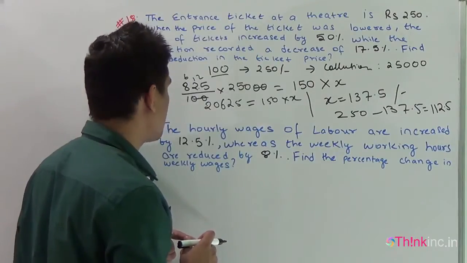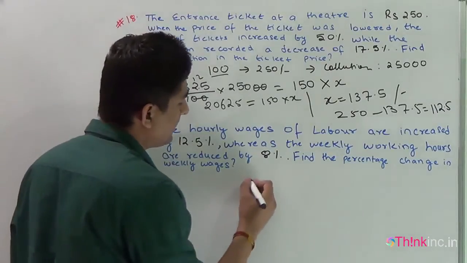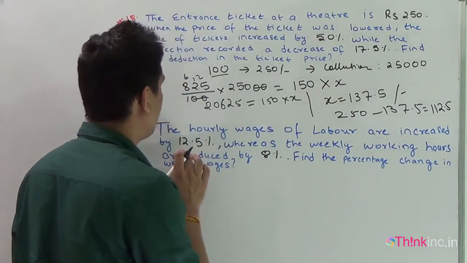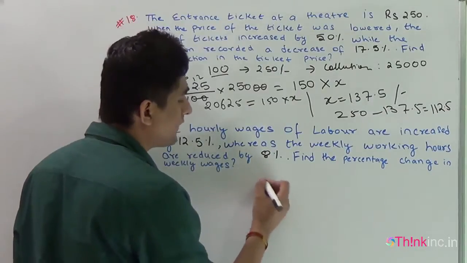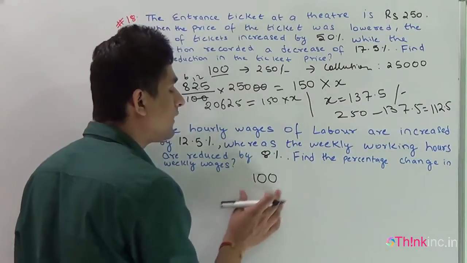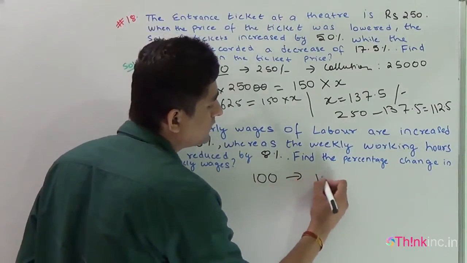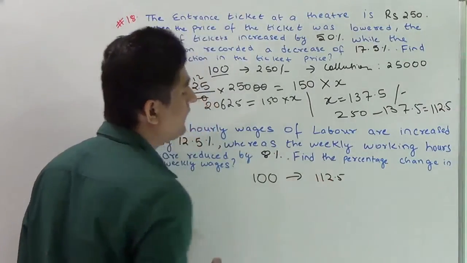Find the percentage change in the weekly wages. The question says the hourly wages of a labor is increased by 12.5%. That means the amount he gets for working an hour, suppose it was 100 earlier, has now increased to 112.5.